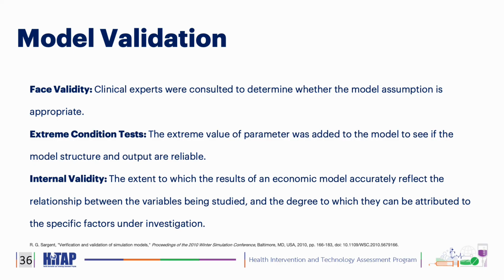Another method is the extreme condition test. This is when we put an extreme value of a parameter into the model and see if the structure and the output are reliable or not. For example, if the intervention is shown to have an extremely better outcome, or we put in an extreme value of a really better outcome, this should be reflected in a lower ICER result.